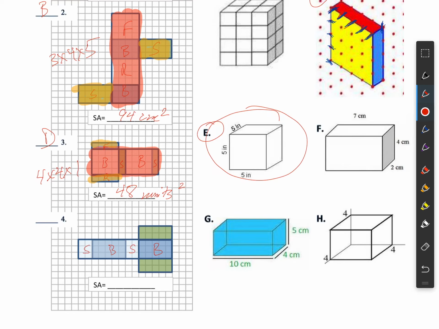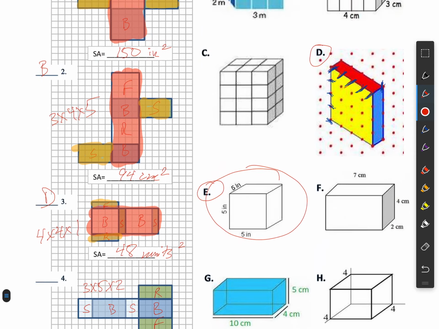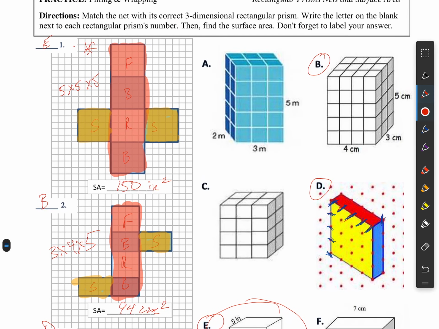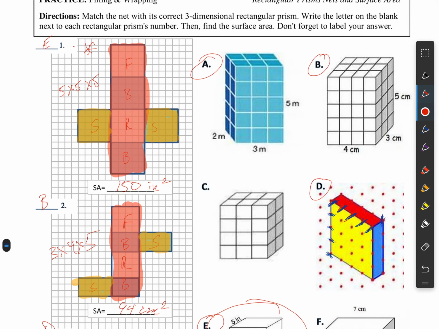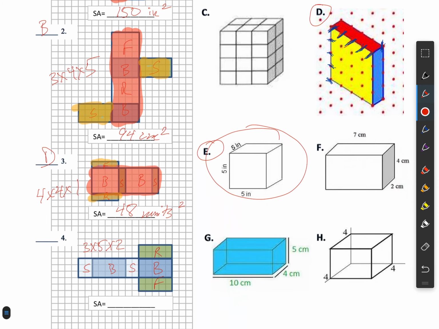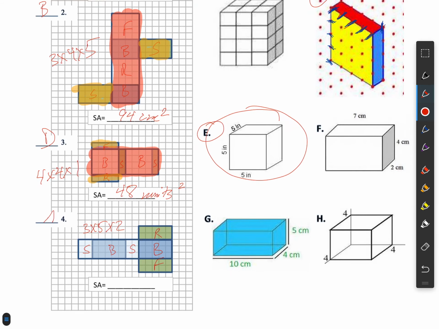We're going to call these sides and front and rear. So it looks like for number 4, we have a 3 by 5 by 2. All right, now 3 by 5 by 2. Looking around, it looks like A is our choice. 3 by 5 by 2. Now again, the surface area. That's a little sloppy, I apologize. I'm going to reshade that.